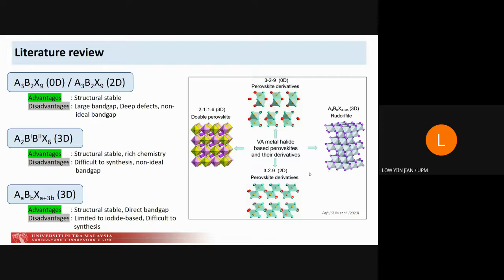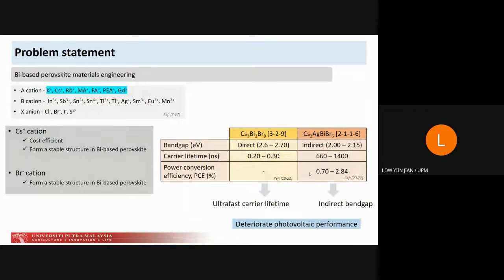and the plus 3B structure is limited to the iodide base and also difficult to synthesize. And a variety of research has been done on bismuth-based perovskite materials engineering, which includes doping or alloying through the organic A cation, inorganic A cation, B cation, and X anion.